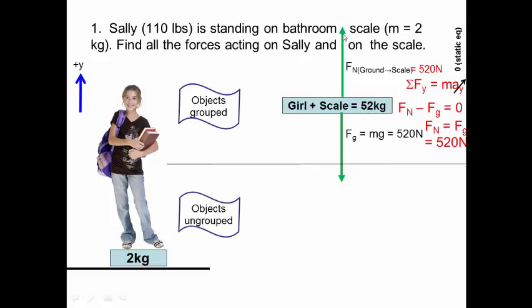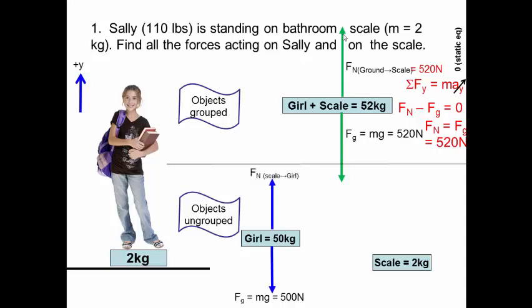Let's take a look at a second approach using ungrouped objects and see if we get the same result. The thing that we're missing from up above is the forces that are acting between the girl and the scale, and between the scale and the ground. So we're going to take a look at the girl, and we're going to look at the scale separately. For the girl, we have force of gravity of 500 newtons, and we have a normal force of the scale acting on the girl, upward.